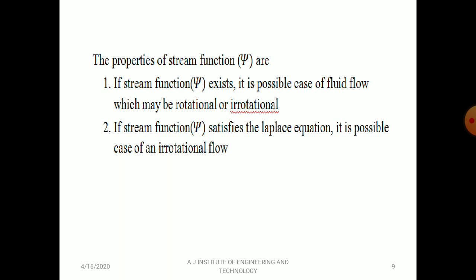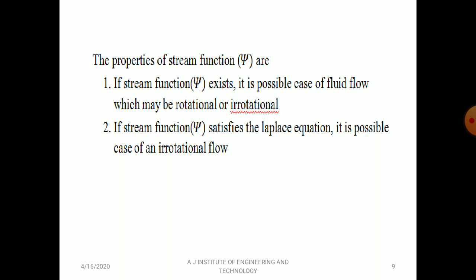Again, in the case of the velocity potential function, if φ exists, then it should be a possible case of irrotational flow. But here it is not the case. If ψ exists, it may be a case of rotational or irrotational flow, depending on the rotational component values, like ωz or ωx or ωy equal to 0. So if those components are equal to 0, then it is irrotational. If not, it is rotational.